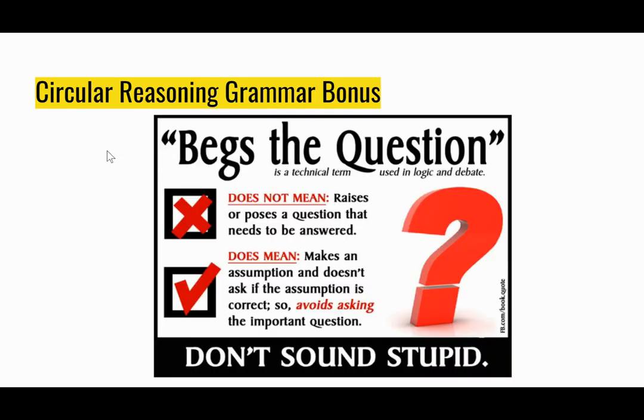Quick grammar bonus. Remember that begs the question is the logical term. It does not mean raises or poses a question that needs to be answered. You make an assumption, you repeat the assumption. That's begging the question. It does not mean that this question was prompted and it needs to be answered. Begging the question is not the same as prompting the question.